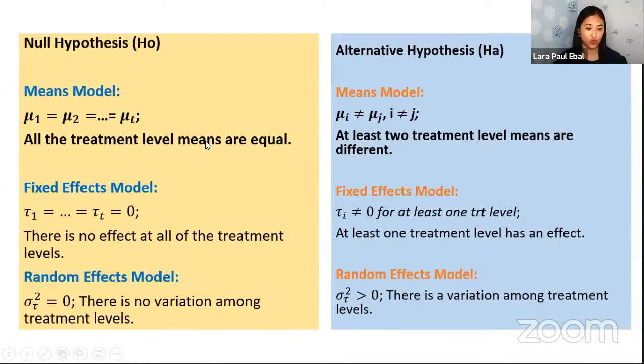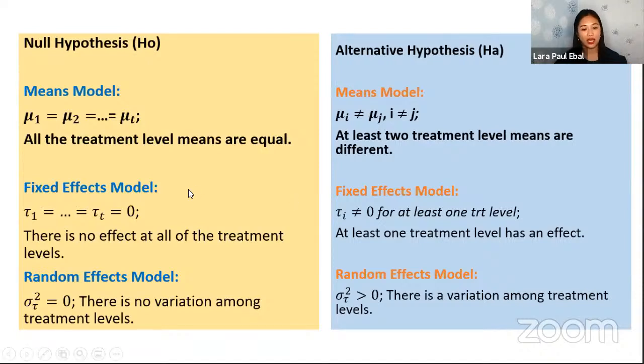But if you want to know what the null or the alternative hypothesis could be when we have the fixed effects model, then we can have tau 1 equal to tau 2 hanggang tau t, kung ilang levels, equal to 0. And that would mean that there is no effect at all of all the treatment levels. So actually, they just have the same meaning, yung means model at saka fixed effects model, and then pati din yung sa random effects model, wherein you use this notation sigma squared tau equal to 0, wherein there is no variation. So pag no variation, equal lang, di ba? So there is no variation among treatment levels.